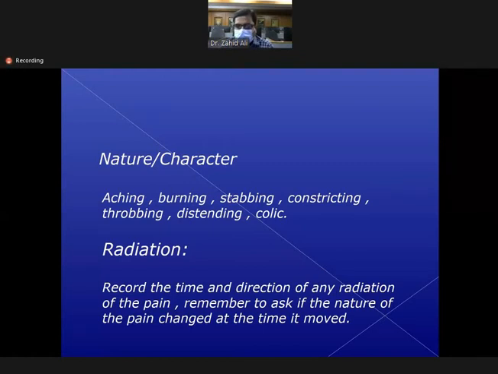For example, the patient says that I've got pain in the chest, and that radiates to the lower jaw. So this is because of ischemic heart disease. And if the patient has got pain in the right hypochondrium that radiates to the back, it means this is acute pancreatitis. So radiation is very important. So record the time and direction of any radiation of the pain. Remember to ask if the nature of the pain changed at the time. It moved. So that's very important.